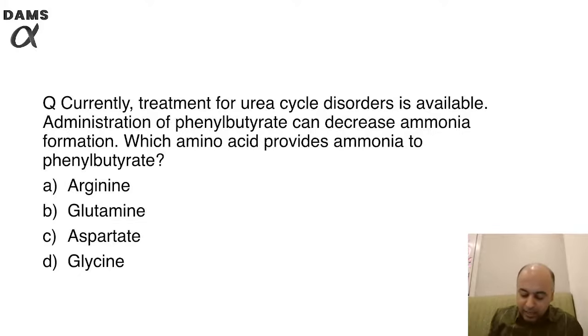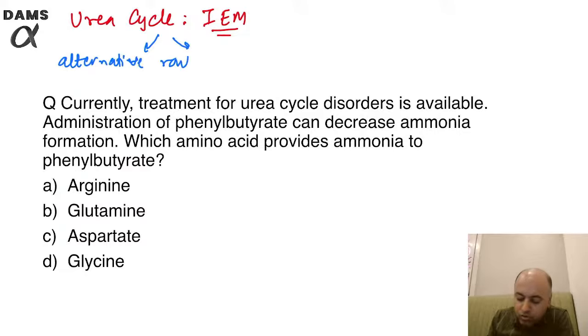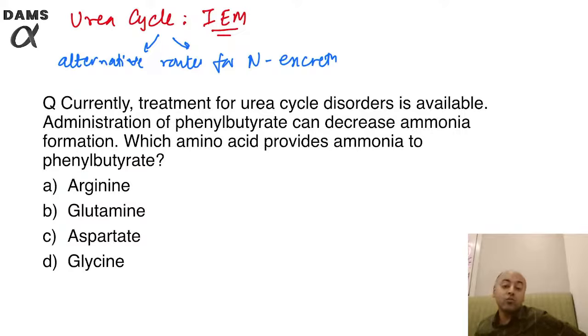Urea cycle is another important inborn error of metabolism. It is not a rare condition, so frequently we keep getting questions on the urea cycle. Now when we talk about the urea cycle, there are two very important alternative routes for nitrogen excretion. These two are repeatedly getting asked in our exam.